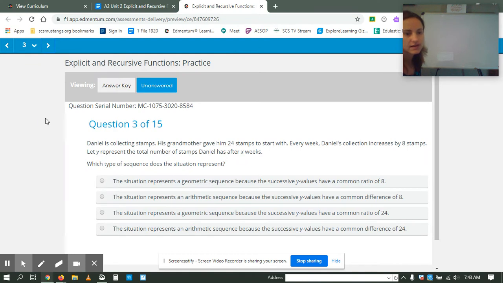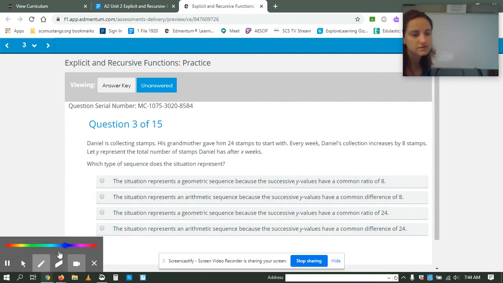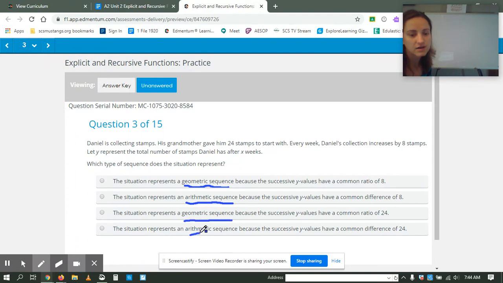Taking a look at 3, they have Daniel collecting stamps. His grandmother gave him 24 stamps to start with. Every week, Daniel's collection increases by 8 stamps. Let y represent the total number of stamps Daniel has after 8 weeks. So again, I'm going to break these sentences down into parts, figure out those individual parts before I move on to the rest of the sentence. So the first couple words are exactly the same. And then the first big difference is we need to make a decision between whether it's a geometric sequence or an arithmetic sequence.